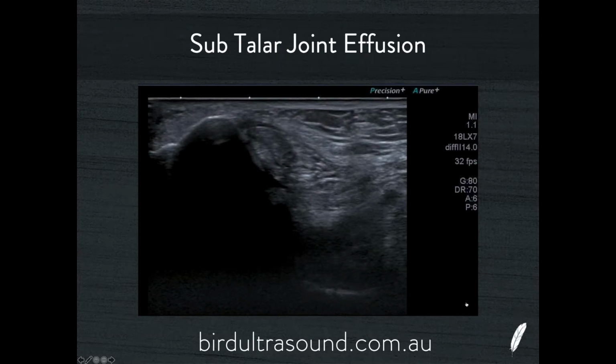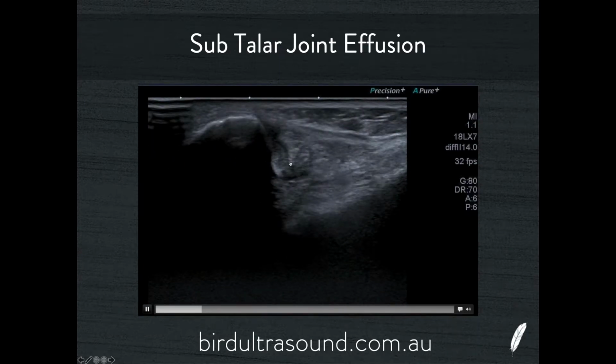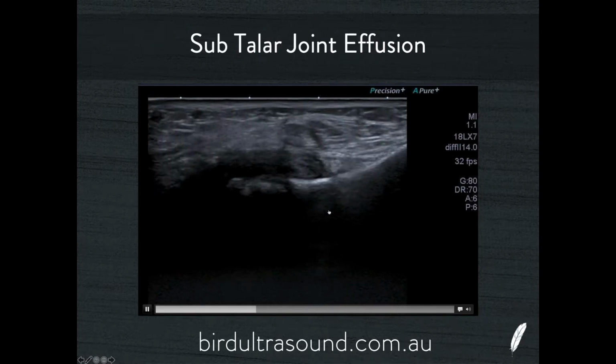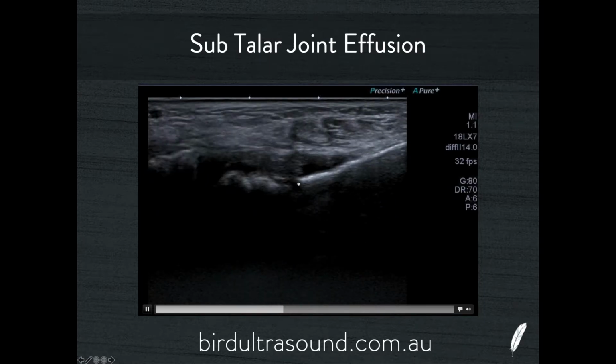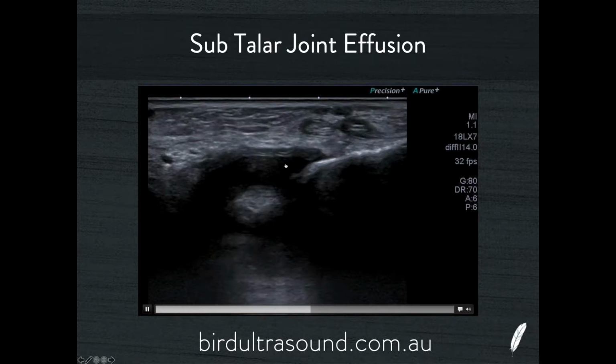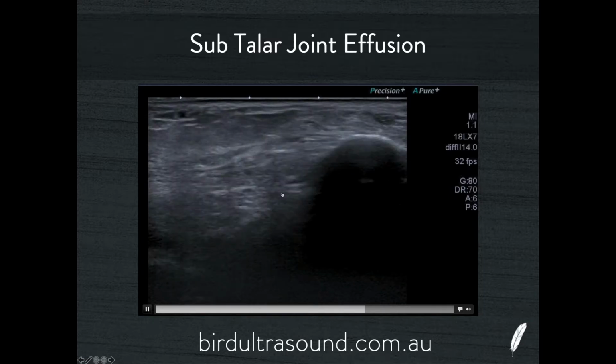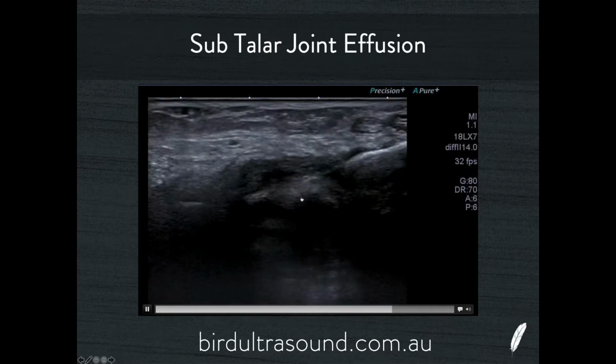So when I come down into a subtalar joint, again following the peroneal tendons down, past the CFL, and now arriving at the articulation, you can see here that there's a joint effusion. So I know I've got a subtalar joint effusion, and then when I drop into the sinus tarsi, which I am now, you can see this effusion is a reasonable size.